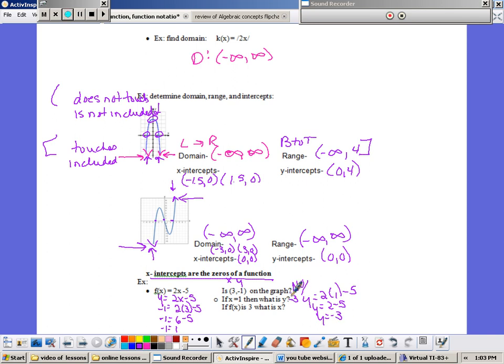What if f of x is 3? Well, f of x is the same thing as y. So it's saying, what if y is 3? So 3 equals 2x minus 5. Move my 5. 2x equals 8. Divide by 2, x is 4. The answer is 4. I need you to get used to the fact that f of x is the same thing as y. So if you have to substitute in or need to think about it in a way, think about it as y.